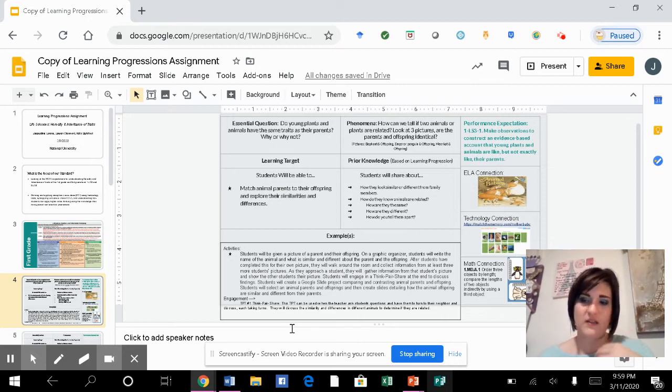After students have completed this, they can do a think-pair-share where they can go with someone else to look at how parents and offspring have similarities and differences, possibly within the same animal or with a completely different animal. To continue extending this, a student could create a Google Slide to compare and contrast the parent and offspring within the species.